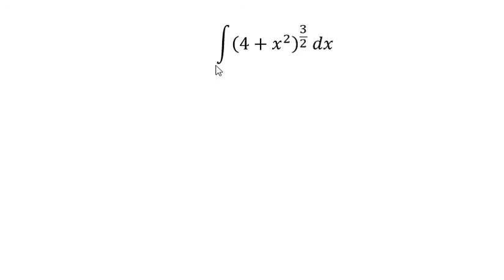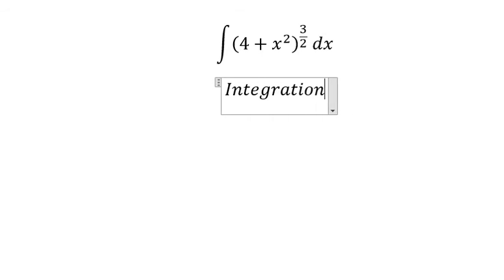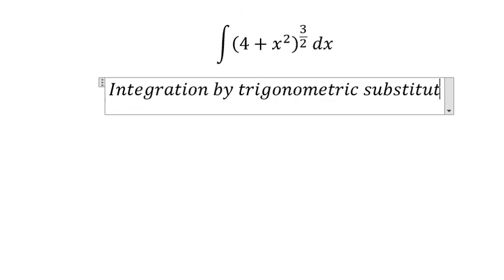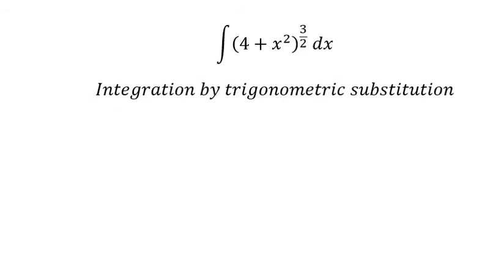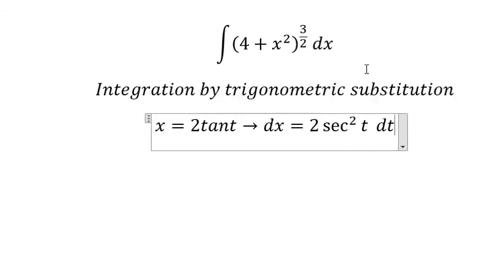The topic today is about integration. So now I will show you the answer. We need to use integration by trigonometric substitution. So we put x equal to 2 tan t, and dx we got 2 secant of t squared dt.